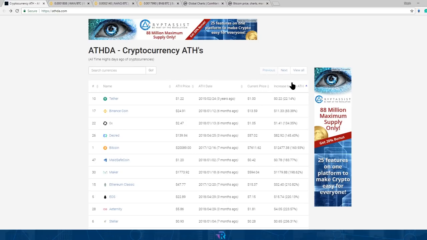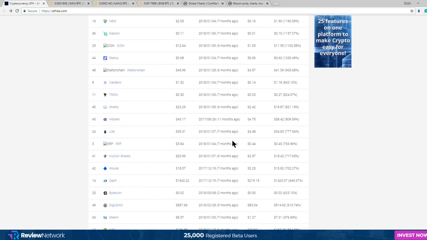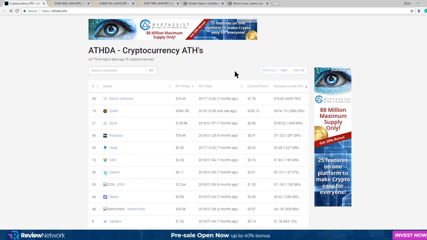You can also click the furthest from all-time high, and you're going to realize Bitcoin Diamond and all these forks from Bitcoin are just getting slaughtered. You can just go down and compare. I know Bitcoin Cash is still a favorite, but these forks are just killing people's portfolios whenever they try to trade or buy into them, thinking that they're going to be the next godsend altcoin.